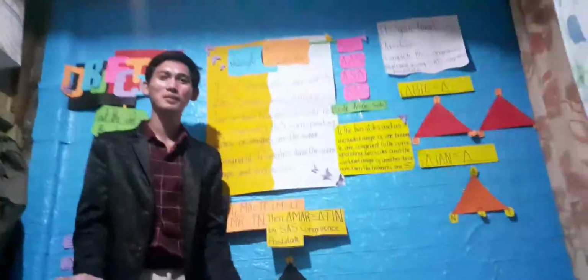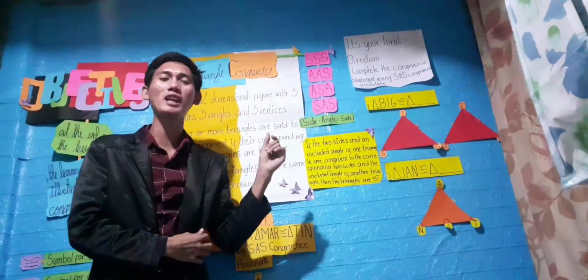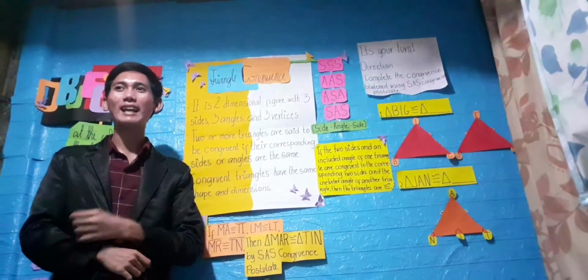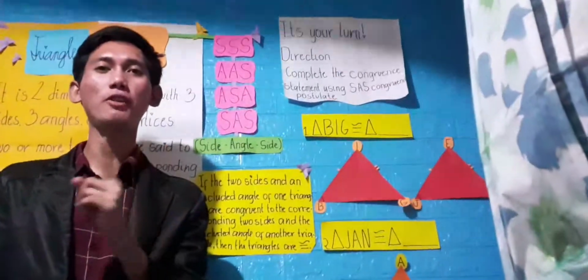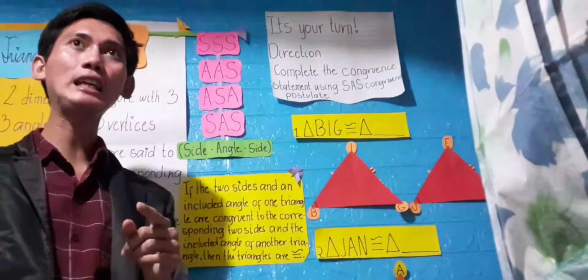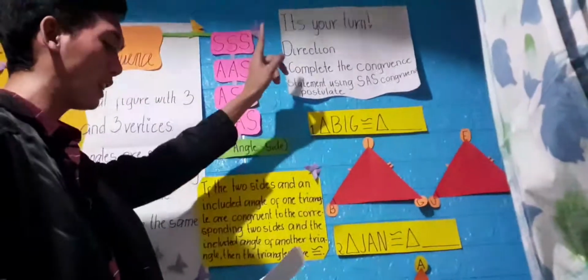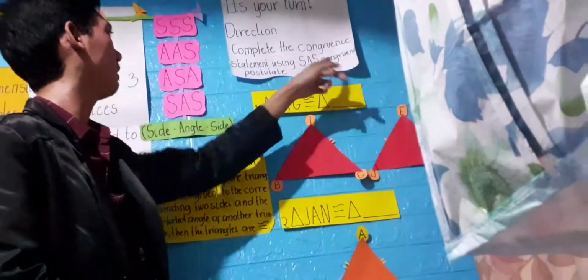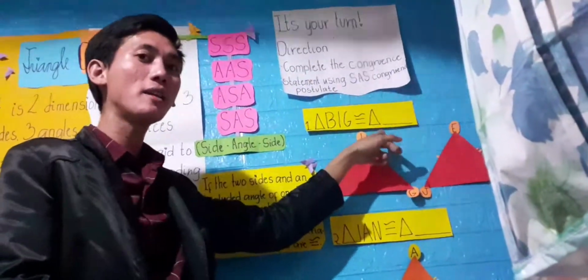Am I understood? So any question? Any question about the side angle side congruence postulate? Any question? No? So let's move on to our short activity. I prepared some activity. So I want you all to prepare 1/4 sheet of paper. It is to be answered in only about 5 minutes. So in a 1/4 sheet of paper, complete the congruence statement using SAS or side angle side congruence postulate. So number 1 is triangle BIG is congruent to triangle blank.